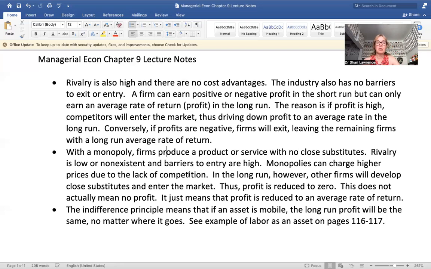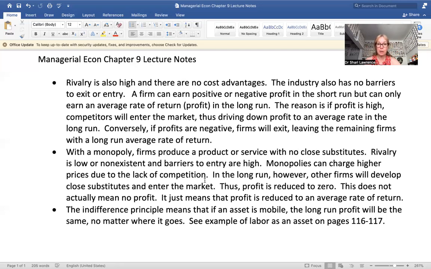So monopolies can charge higher prices due to lack of competition. So when you think about Apple, they do charge higher prices because their products are, a lot of people believe, superior to other electronic products. So this is the case for a monopoly.